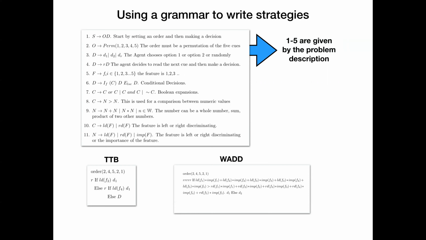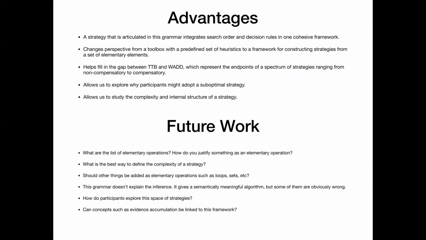The eighth rule forms a bridge between conditionals and numerical comparisons. The ninth one talks about how these numeric operations can be expanded upon. The 10th and 11th rules connect conditionals and numbers to outcomes and properties of the cues. We show this for take the best and weighted additive model in the blocks below. The other strategies mentioned in the previous slide can also be expressed in this framework.